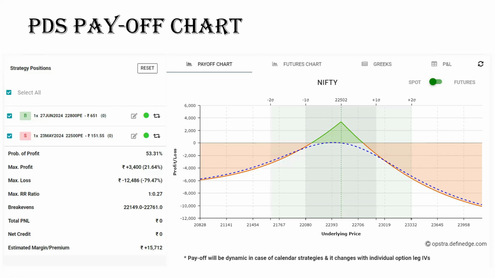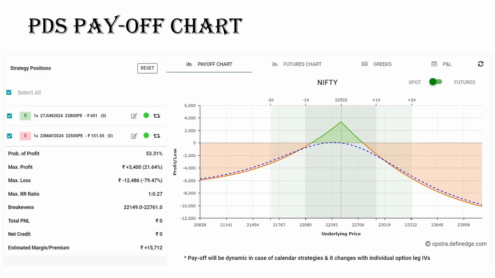And max profit, yeah, this is per lot, right? So max profit is 3,400 and max loss, remember, is around 12,500. When you see max loss and max profit, it appears like that. But in reality, we do not get max profit or max loss, because this payoff chart considers the current expiry of the sold option as the final estimation while making it.